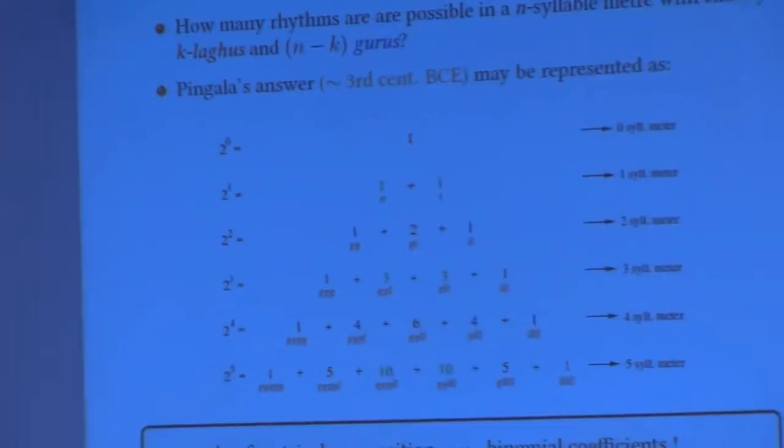Next please. So we have the Chandas Shastra, where if you analyze, you will see all the binomial coefficients coming in a very beautiful way. Next.